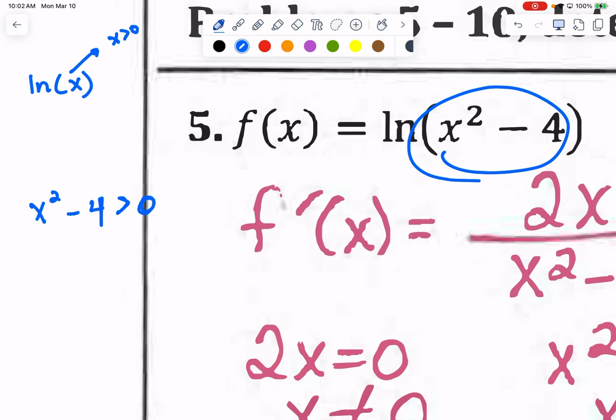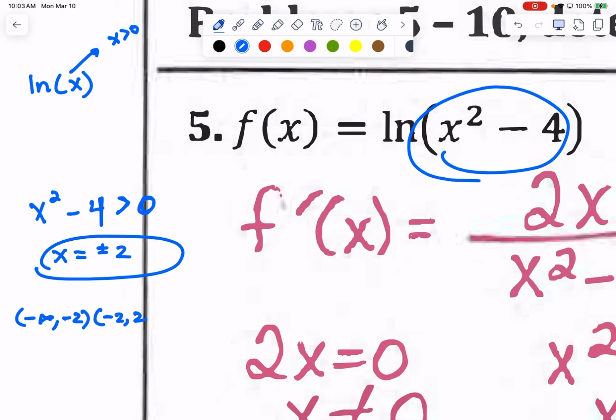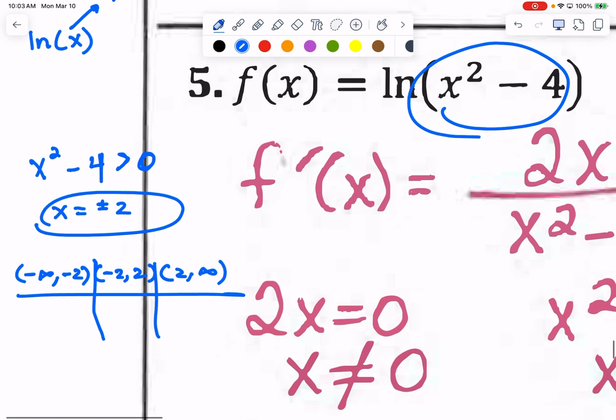So what I do first is figure out where it equals 0. Where does this equal 0? Plus or minus 2. Do you agree? Pretty easy. Then I can do a sign analysis. I can go from negative infinity to negative 2, from negative 2 to 2, and then from 2 to infinity. And then I do a test value. You can test 0. If I put 0 in, what's 0 squared minus 4?